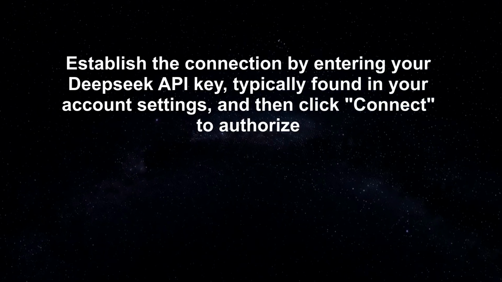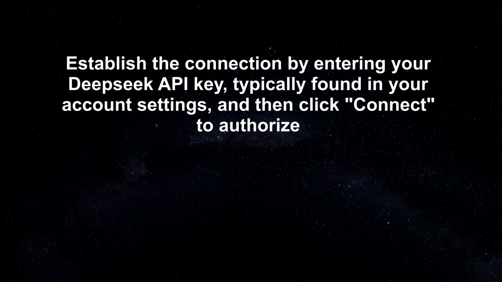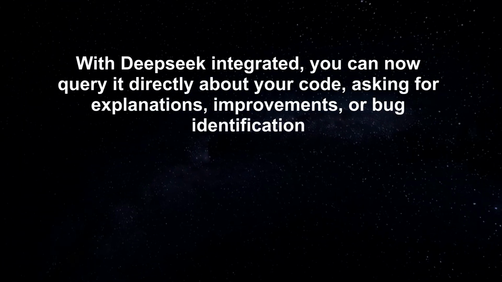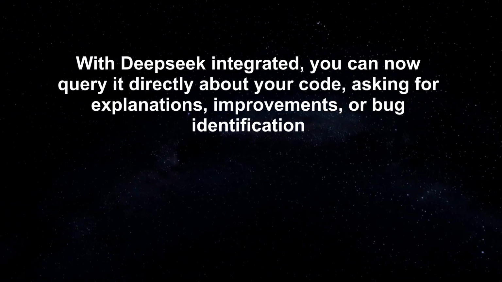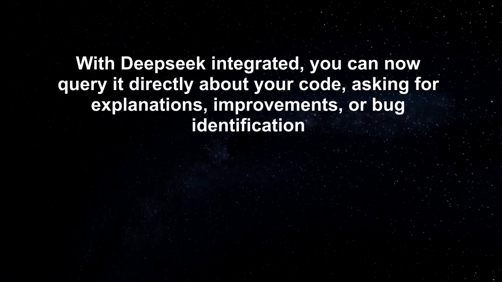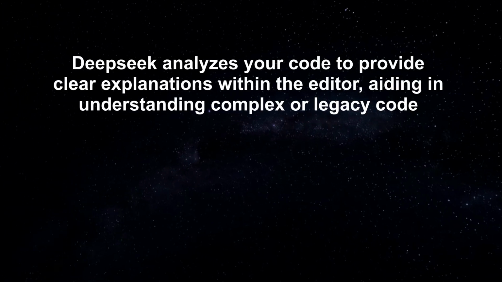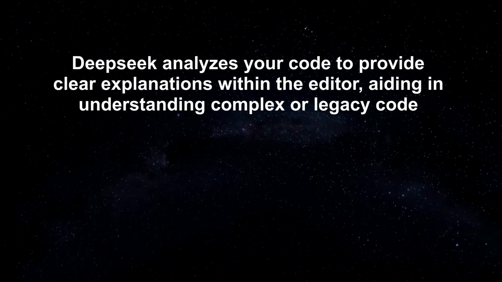Establish the connection by entering your Deepseek API key, typically found in your account settings, and then click Connect to authorize. With Deepseek integrated, you can now query it directly about your code, asking for explanations, improvements, or bug identification. Deepseek analyzes your code to provide clear explanations within the editor, aiding in understanding complex or legacy code.